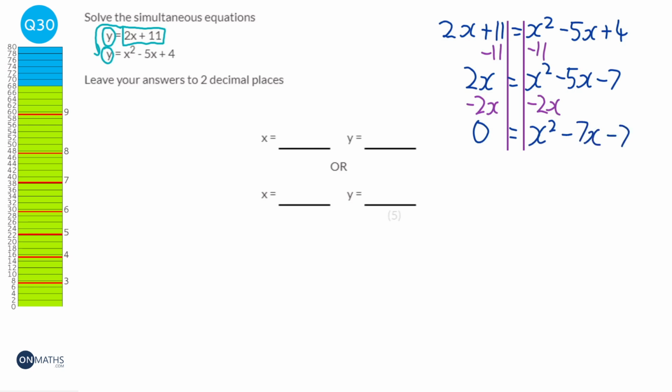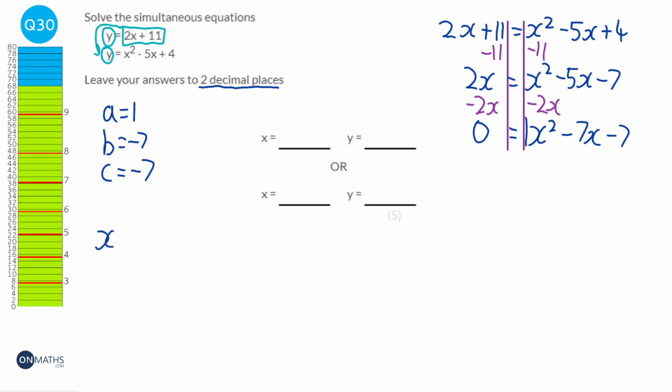Now, we know this is not going to factorise nicely because it asks for 2 decimal places. It's on the calculator paper. Chances are it's going to be quadratic formula we'll need, which we do. So we've got a equal to the coefficient of the x squared, which is just 1. B equal to the coefficient of the x, which is just minus 7. And then c equal to the number at the end, which is minus 7 also.